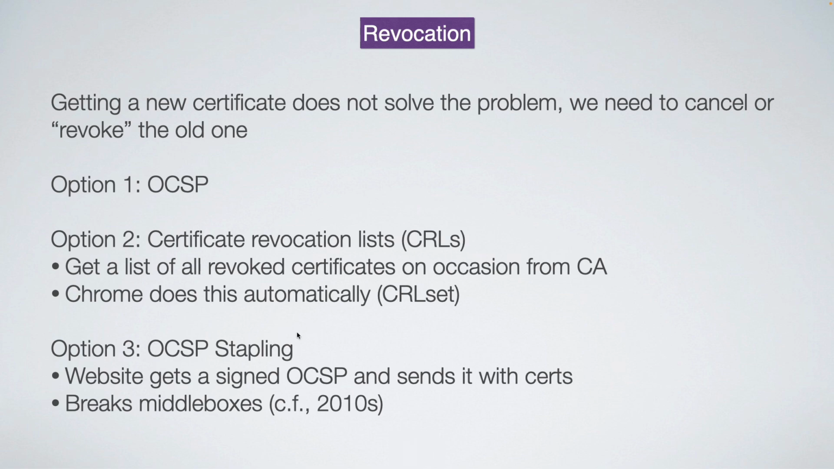Now there's a third option that's actually really, really nice, which is that, let's say Google's about to send you their certificate. What they could do is they could go on your behalf to the CA over OCSP and say, is this certificate revoked or not? And the CA will say, no, it's not revoked. And then they'll say, okay, can you sign that? And so they'll say, fine, we'll sign it. So they sign you an OCSP that says it's not revoked. There's a timestamp on it.